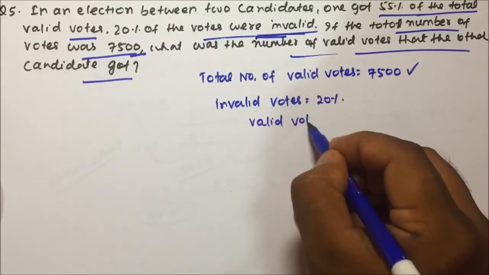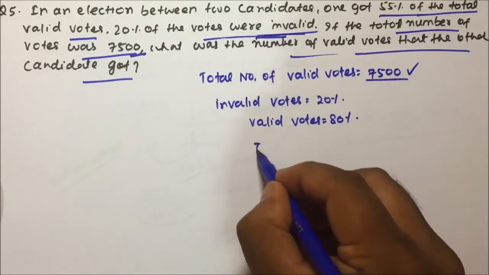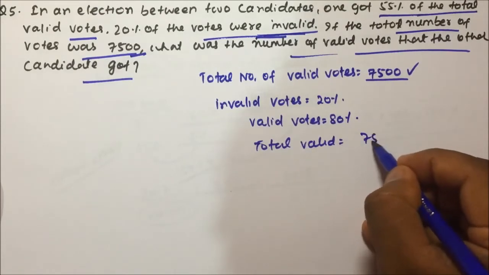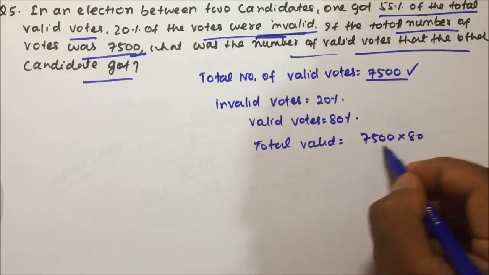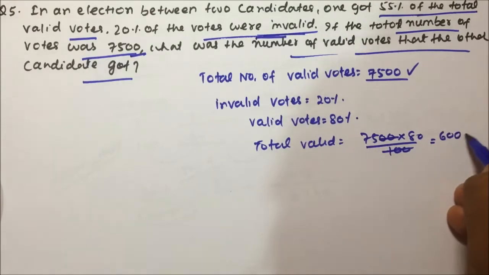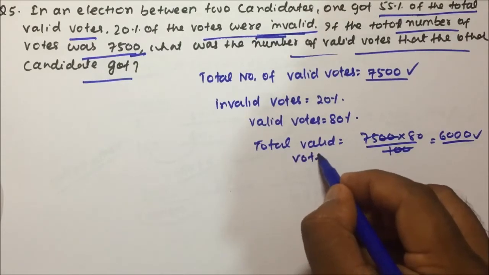So valid votes will be nothing but 80%. So we can calculate the total valid votes. The total valid votes will be 7,500 into 80 by 100. So 75 into 80 will be 600 and 1 0, so 6,000. So the total number of valid votes is nothing but 6,000.